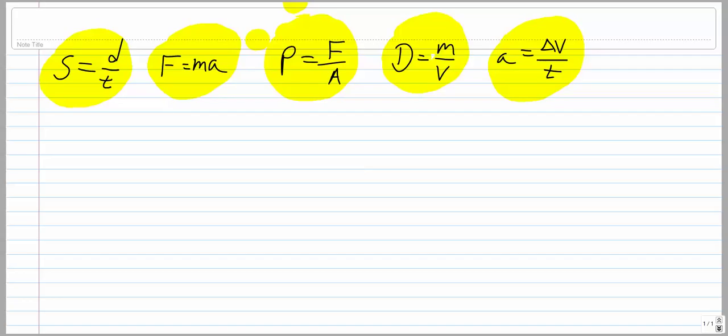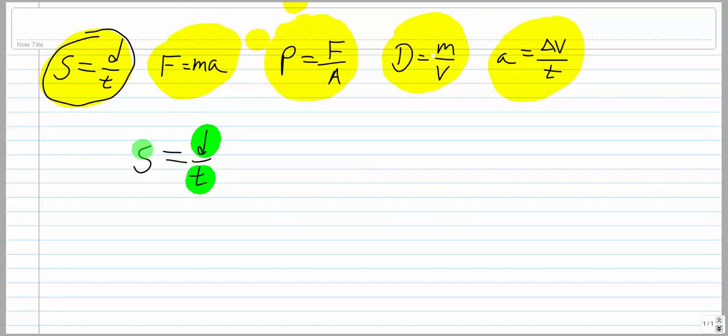So, what I want to do in this video is talk about messing around with these equations so that you can get what you need from them. What do I mean by that? Well, just look at this equation right here. S equals d over t. This equation works if I give you distance and time and I ask you to find speed. But what if I give you speed and distance and ask you to find time? Well, you need to be able to get the t by itself in this equation.